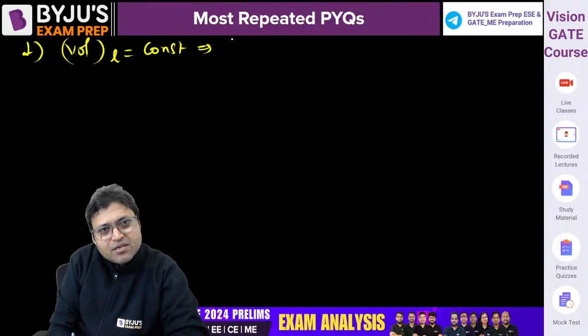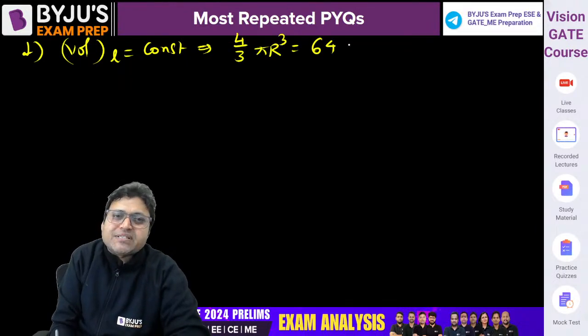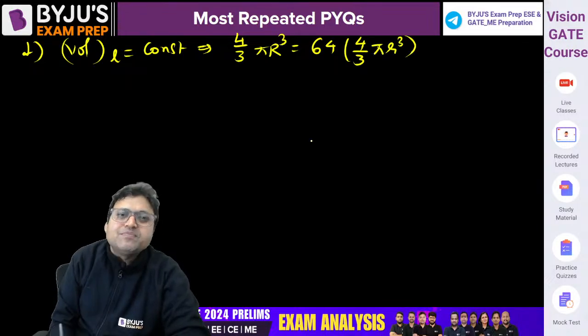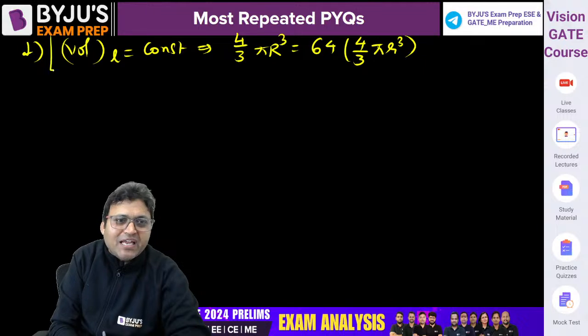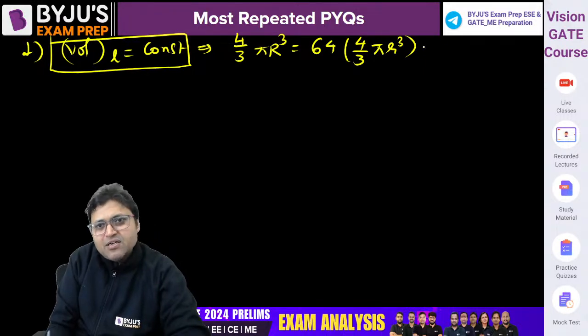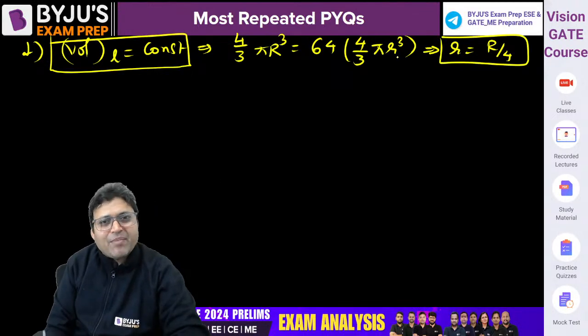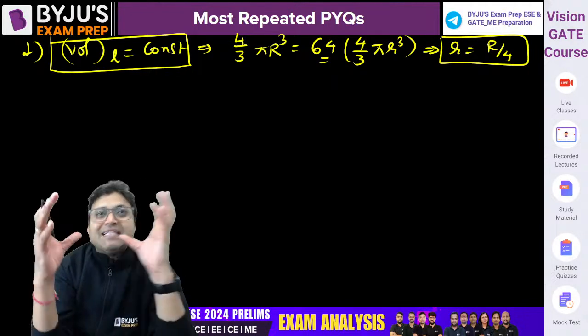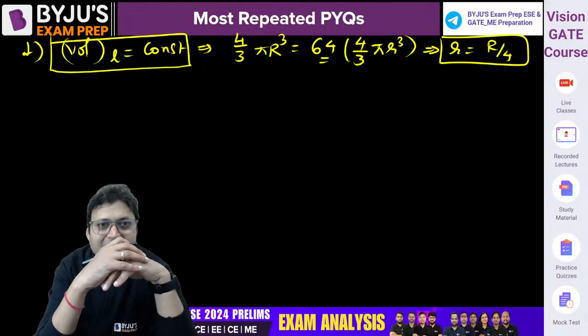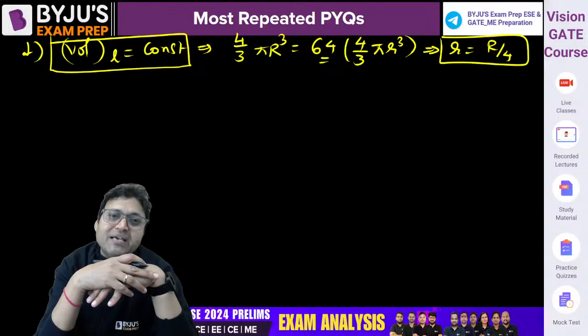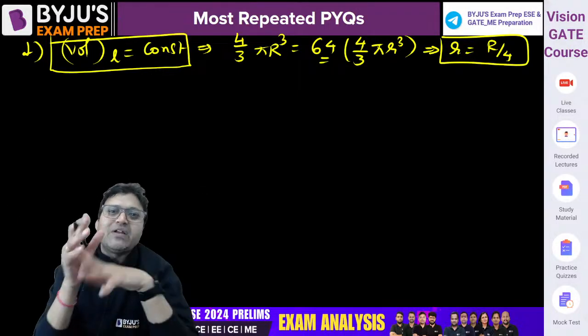It means 4 by 3 pi R cube is equal to 64 into 4 by 3 pi small r cube. The volume of the liquid will remain constant. So from here r is equal to capital R by 4. Small r will be capital R by 4 because there are 64 small droplets of equal size. Whatever is the volume in the single drop will be the same as the volume in 64 drops. So the volume will remain constant.